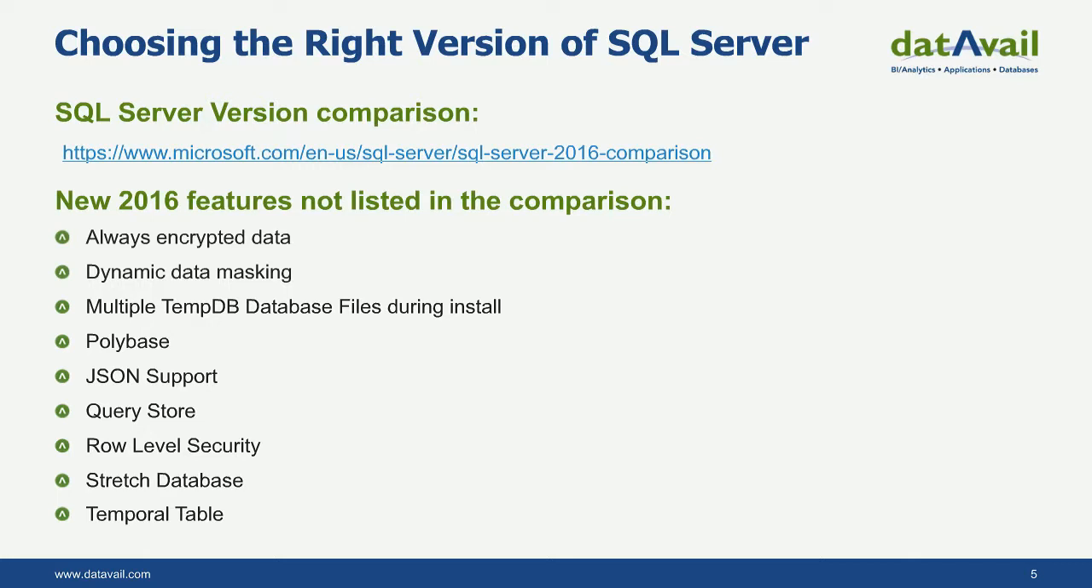So I talked briefly about the Always Encrypted data. If you want that feature, it's definitely only available in 2016. What's nice about it also is not only does it work in the 2016 database, it also works in the cloud. It works with Azure. So that's a nice new feature, and it's available in 2016. I'm sure it's there in 2017 also, but we're talking basically about 2016 right now.